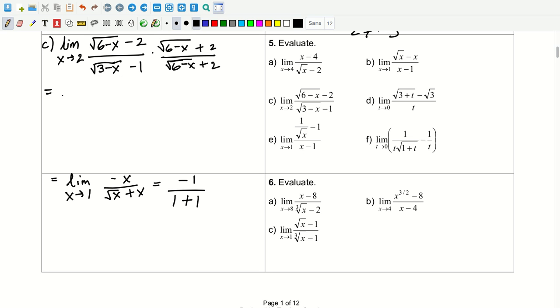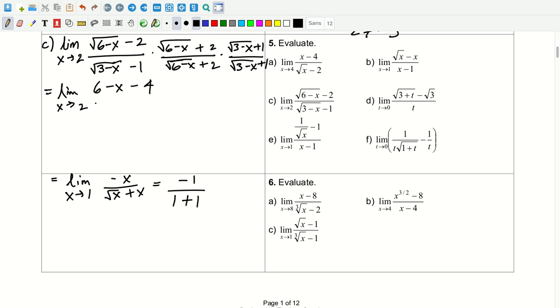In the top now, I will get 6 minus x. That's the square. Whoops, it's very easy to do that. I'm sorry, on this tablet. The square of root of 6 minus x is just 6 minus x. And so I get 6 minus x minus 4. Now I will also multiply the top and the bottom by the conjugate of the guy on the bottom. So you have to use the conjugate method kind of twice.